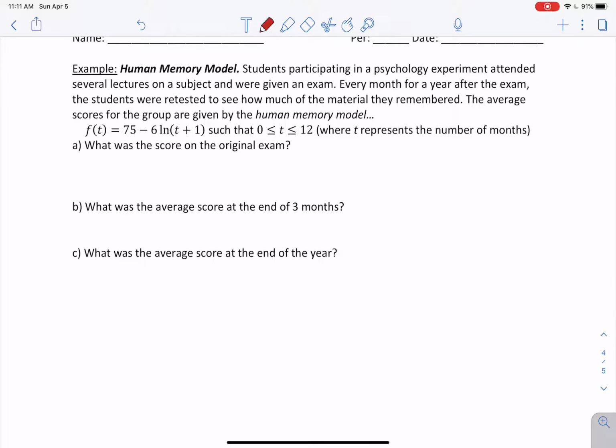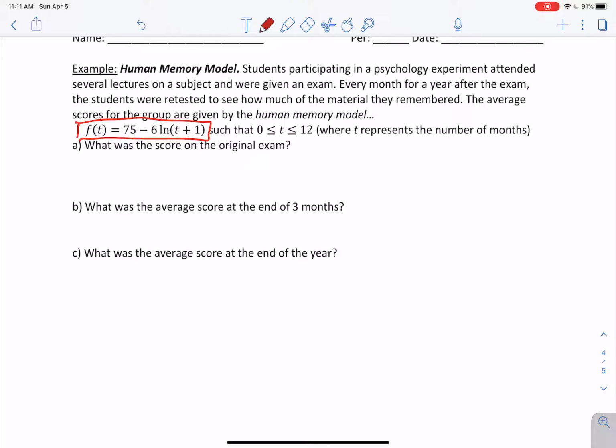So this model is a memory model. It's how much material people retain after every month from learning something. And they came up with an equation for it. Basically, they gave a student some tests and they looked at the score on the test over time.